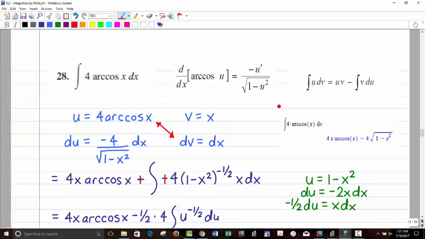Now, I would leave the 4 with either u or dv. Take your pick. It doesn't make any difference. I would not pull the 4 outside the integral because then you would have to remember to distribute the 4 back. So I would leave it attached to something, and I just left it with the arc cos. So you see there's no x power other than dx. There's no x power here.